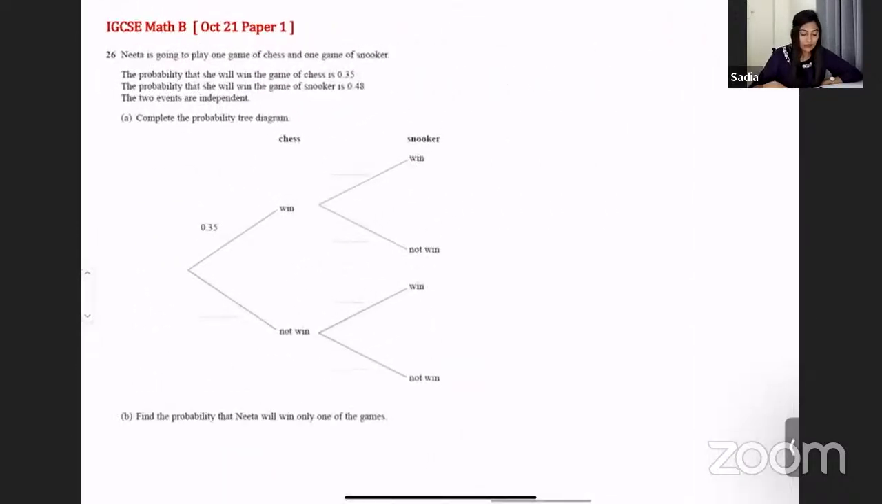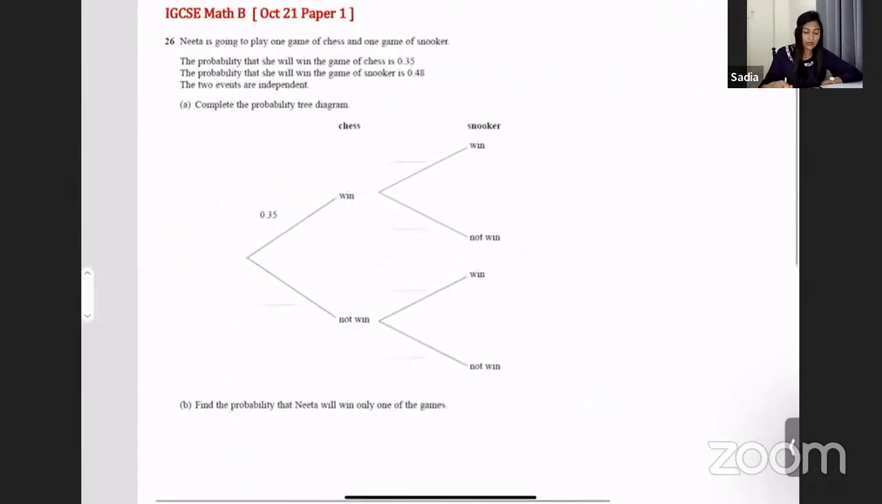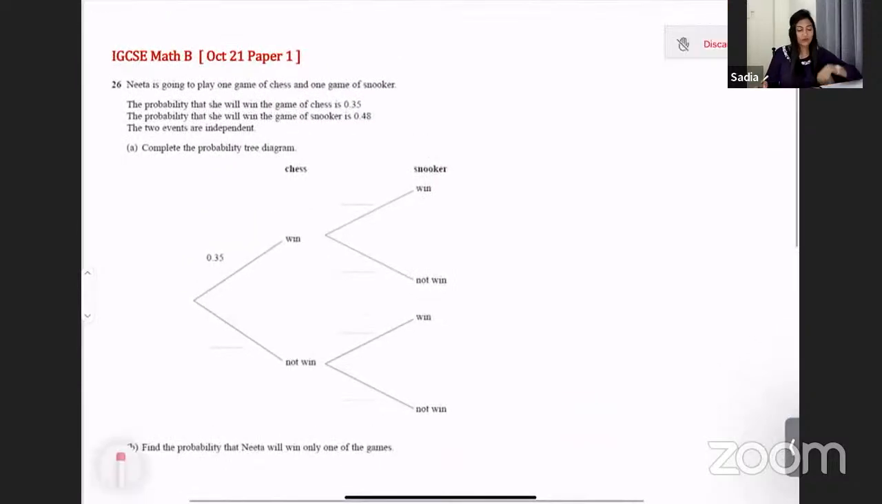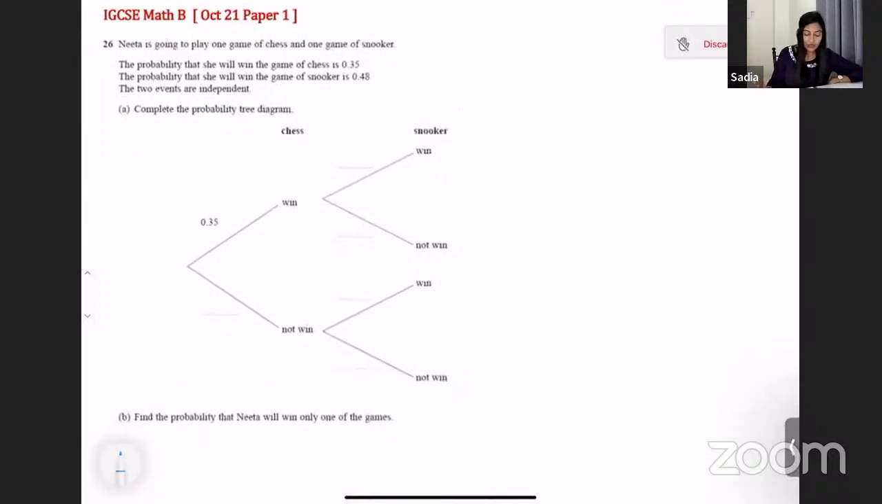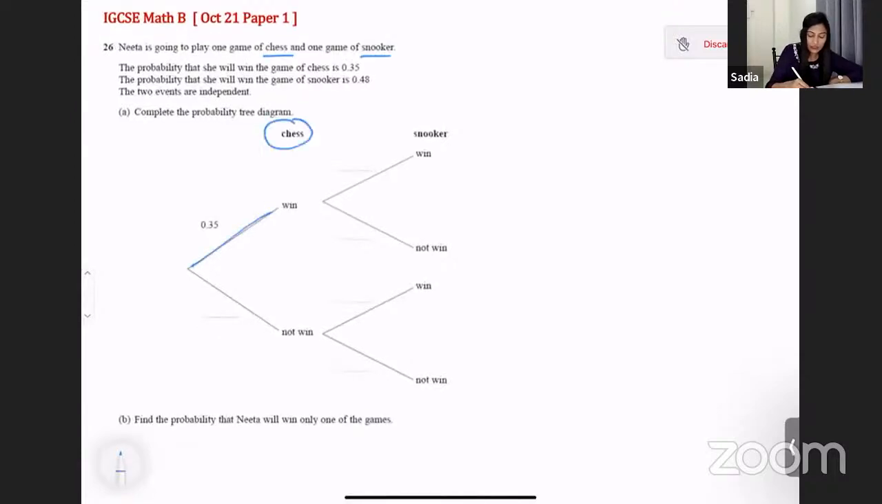Next, this is October 21, Math B, paper 1. This one is easier compared to the last one. This is actually easy. We have this tree diagram. So we have these 2 games, chess or snooker. So probability of winning chess is given.